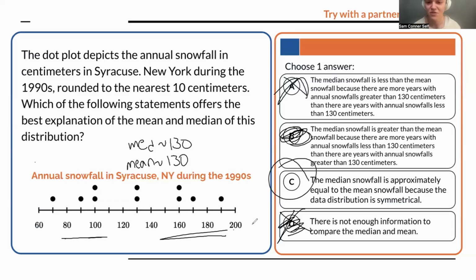So we know that the answer is C by process of elimination, but also if you look at it, it says that the median snowfall is approximately equal to the mean snowfall because the data distribution is symmetrical. And we can verify this by looking at the graph. If this is the center point, looking to the left and the right of it, they look the same. So the distribution is symmetrical. So we know that C is correct. And that also matches just eyeballing the median and the mean before we even took a look at those answers.